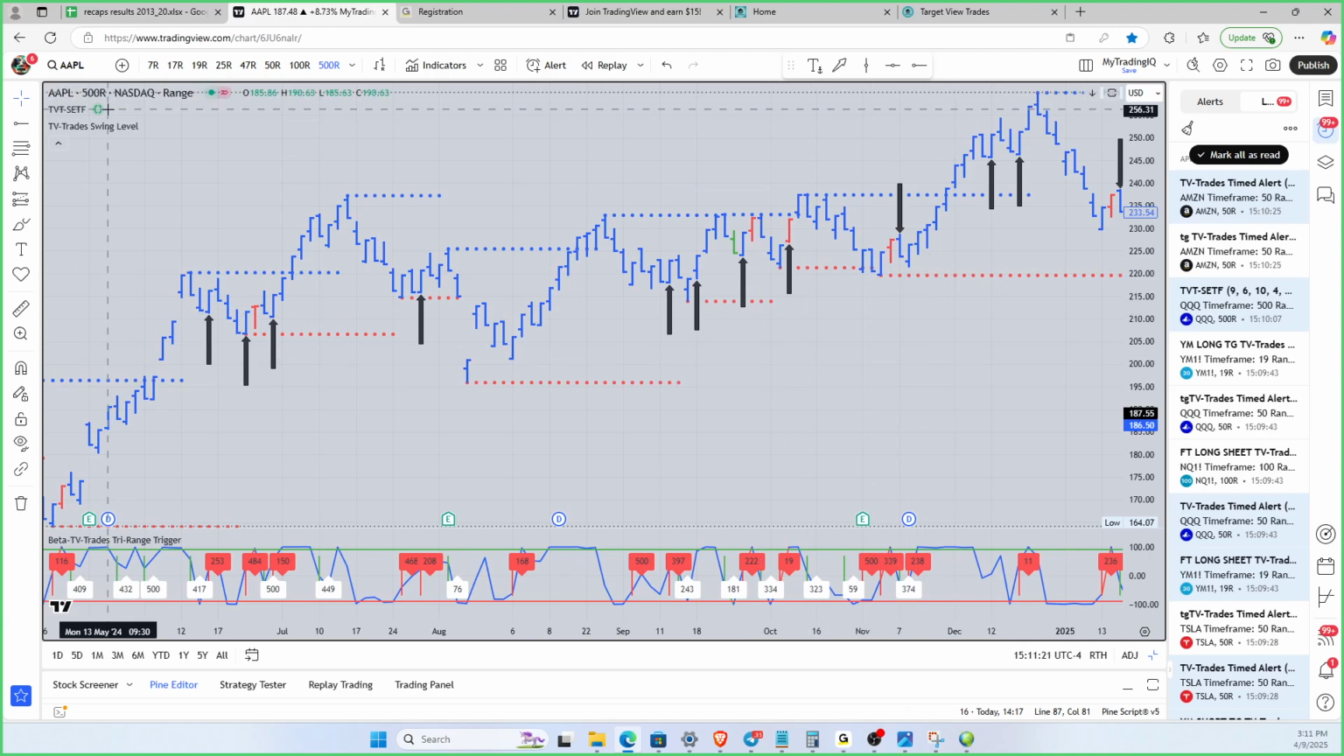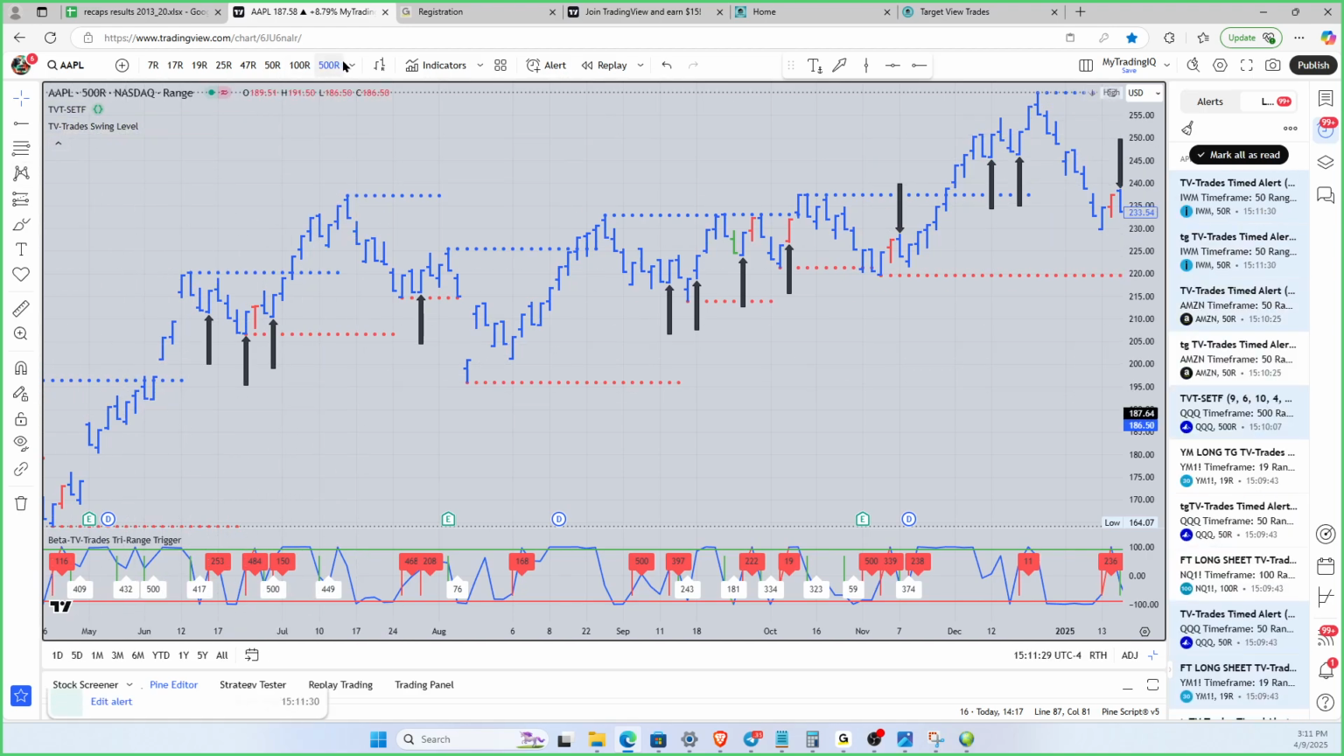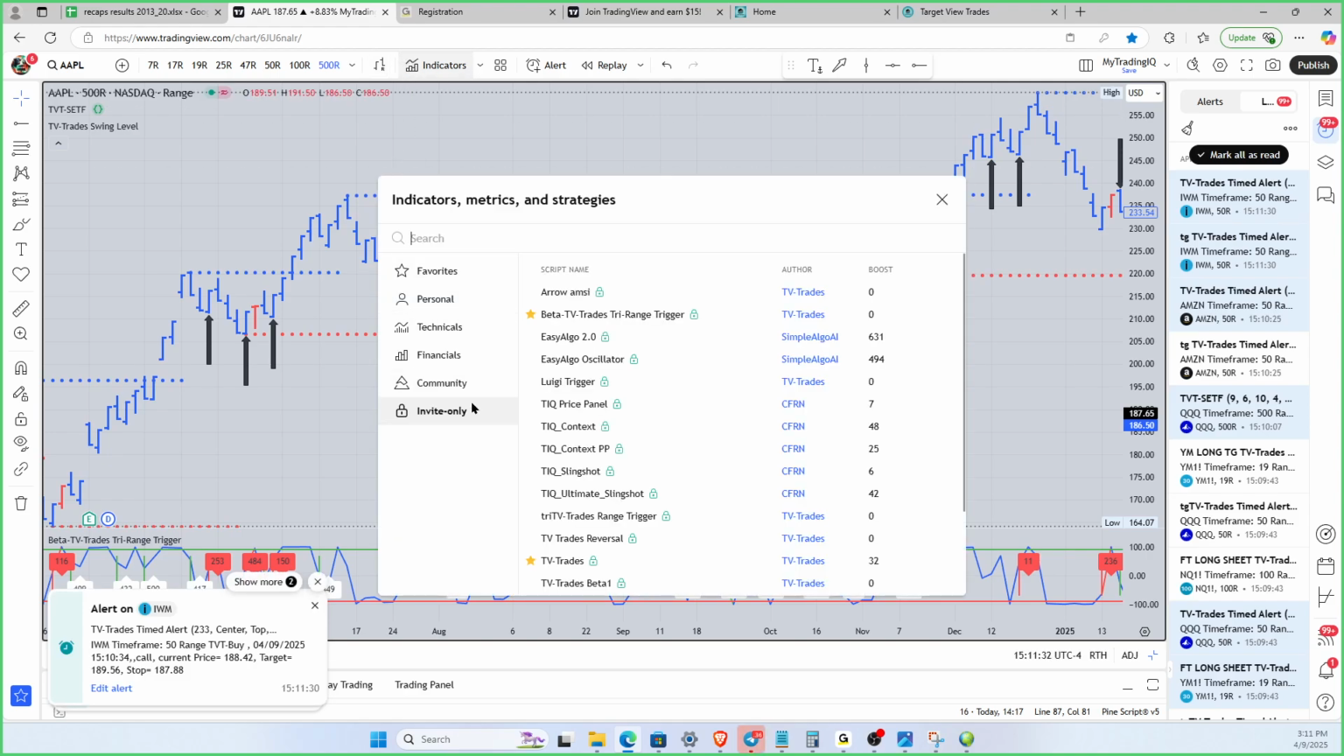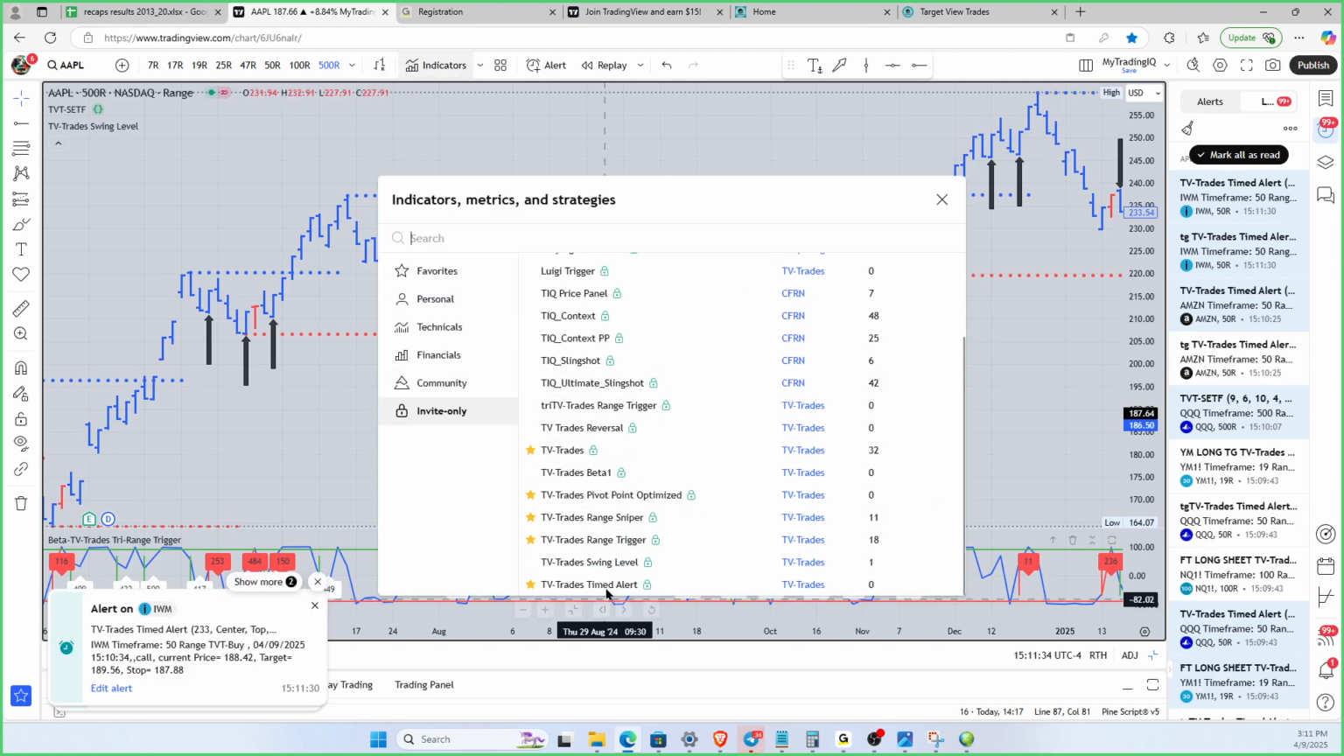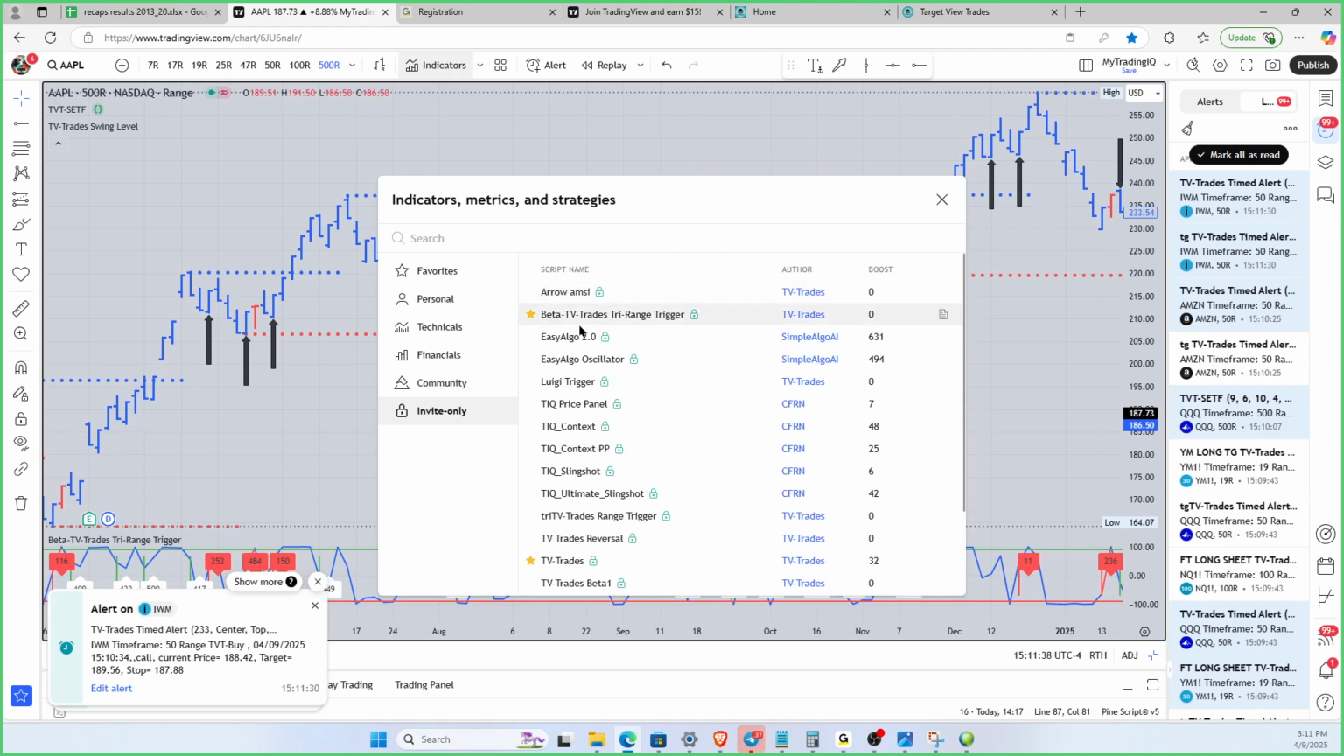But every time I make another indicator, then everybody has to get access to it. And that means I have to do a lot of work. So the fewer indicators, the fewer individual things in your invite only section, the better. You don't need to have all these things. You need to have this one right here.